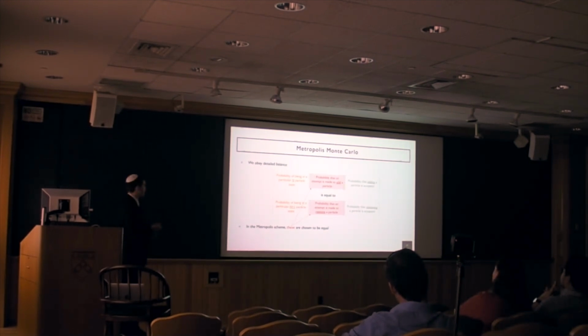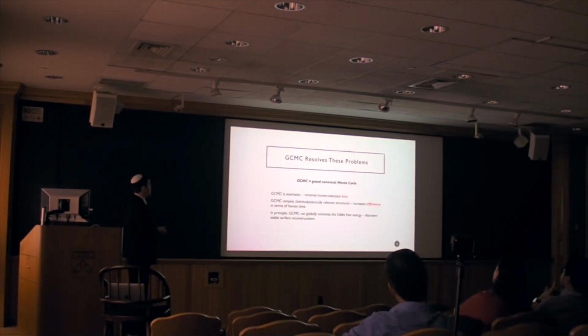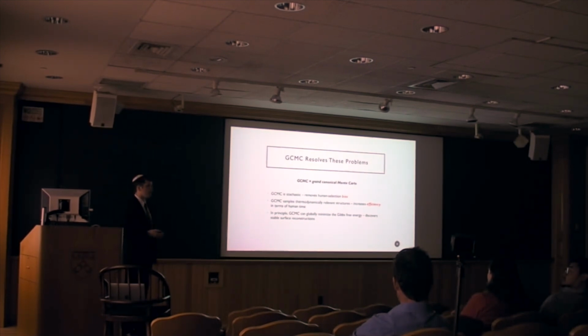And so GCMC is actually able to resolve some of the problems I posed on the first slide of this section. The first being that GCMC is stochastic, and so it's able to eliminate some of the human selection bias that is present in human curation of a surface catalog. Also, it samples thermodynamically relevant structures, so it's more efficient than a random search in that thermodynamics will drive it through phase space.